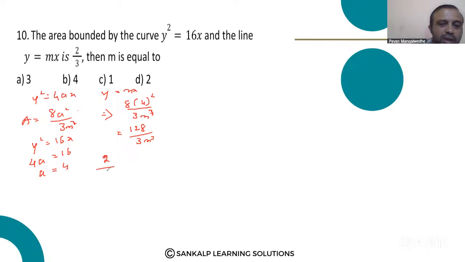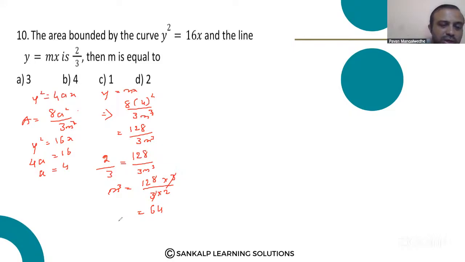Then it is 2 by 3, which is equal to 2 by 3. Solving for m, 2 by 3 is equal to 128 by 3m cube. So now m cube is equal to 128 by 3 into 2 into 3. 3 and 3 got cancelled. So it is 128 by 2 is 64.